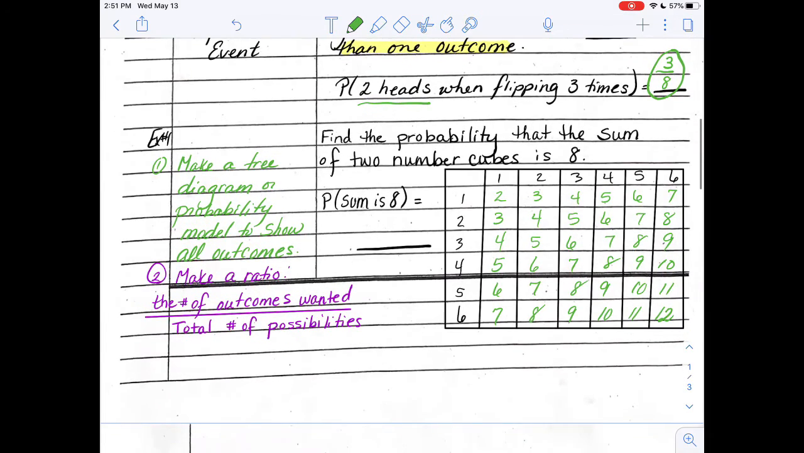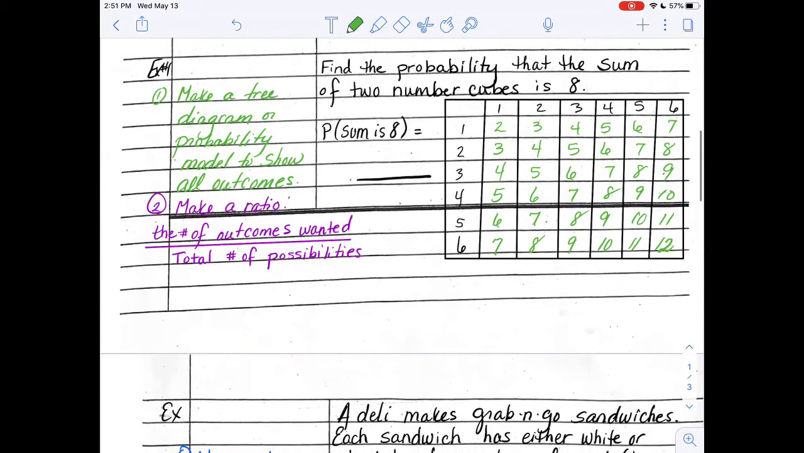Now let's look at some examples. Because I could ask something, a compound event, like if I roll 2 die, 2 number cubes, what is the probability that when I roll them and add the 2 numbers on the face that it comes out to be an 8? Well, that can be very hard to do in my head. So I'm telling you for step 1, to make either a tree diagram, which would be a little bit big in my opinion, or a probability model that we've talked about before, like I did here in this table for you, can actually make my life a lot easier.